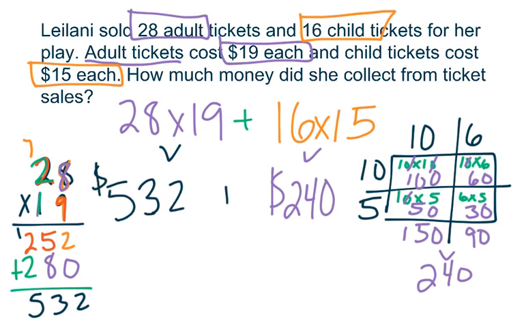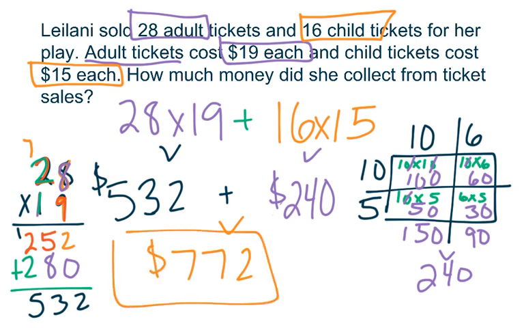My final step is to add these two products together in order to get my total number of ticket sales, or the total price that she collects in ticket sales. When I add these two pieces together, I get $772 is how much she collects for ticket sales.